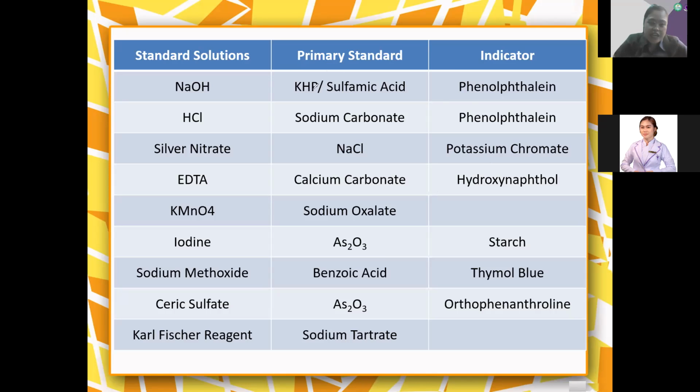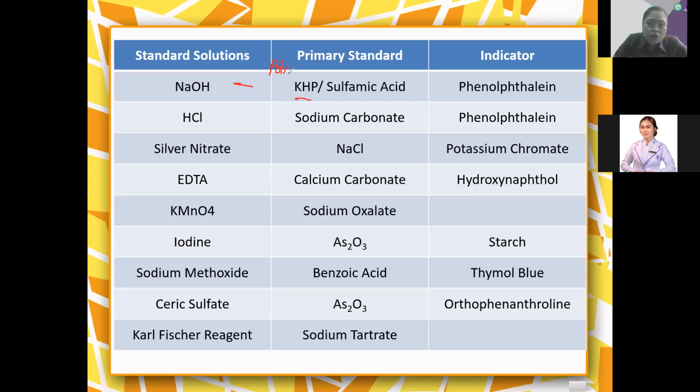So we have here primary standard. So 'di ba solid ito, solid. So ito yung ilalagay natin sa Erlenmeyer flask together with the indicator, and sodium hydroxide will become the titrant. Though siya ang sample, pero magiging titrant siya when it comes to the use of the primary standard. So you have to be familiar of what are the available primary standards for our standard solution. So for sodium hydroxide, we have here the KHP.